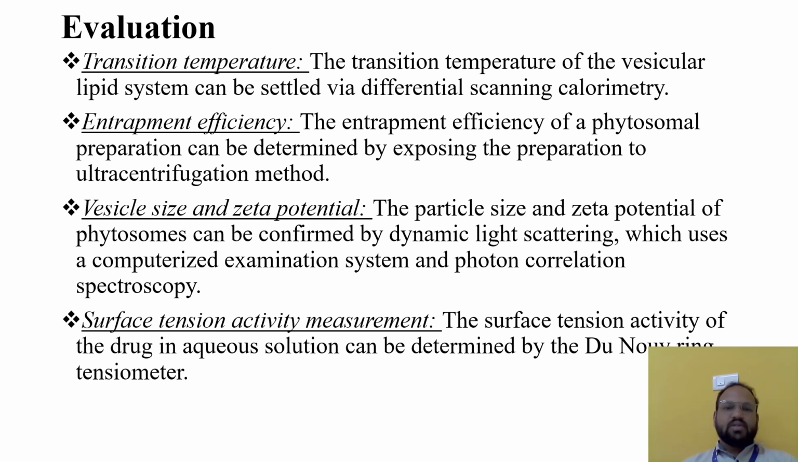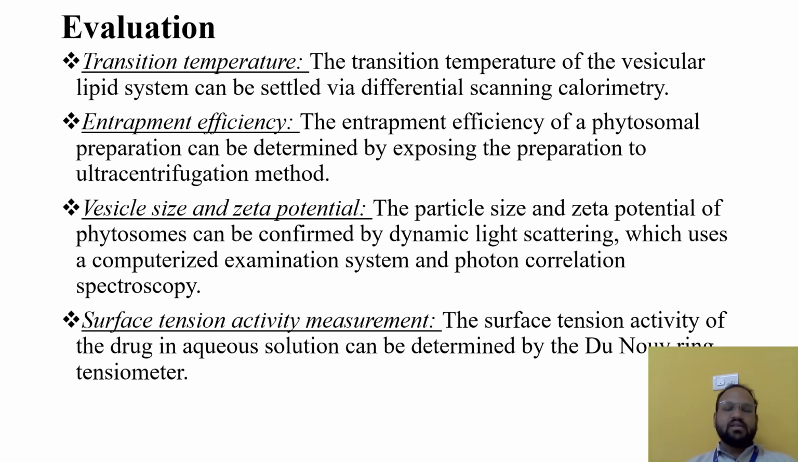Evaluation parameters, one is transition temperature. The transition temperature of the vesicular lipid system can be determined via differential scanning calorimetry. So if you perform a DSC test, then you will know the transition temperature of the vesicular lipid systems. Entrapment efficacy: the entrapment efficacy of phytosomal preparation can be determined by subjecting the preparation to ultracentrifugation. From that you collect the supernatant liquid and test for the amount of drug molecule that is present. Then you can compare it with the amount that you added and the amount which is entrapped in your vesicular system.